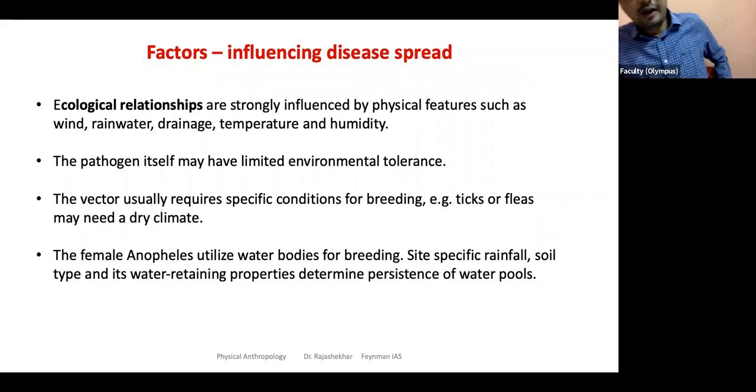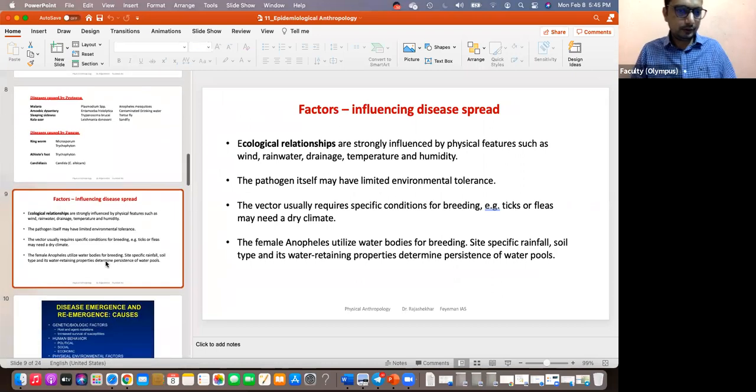So what are the different factors that influence the disease spread? Okay, there must be several factors that influence it. So before getting into even the specifics that I've mentioned here, I would like to show you one source for this.